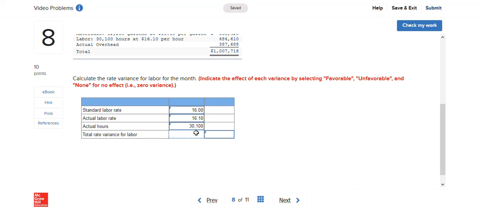So the total rate variance for labor is the difference between the standard and the actual, which is 10 cents per actual hour that was different, times the total number of hours. So that's $3,010. And we paid more than what we thought, so again, that's unfavorable. So basically take the difference between the standard and the actual and multiply that difference by the actual number of hours, and that's going to be your rate variance. So let's go and do one more.